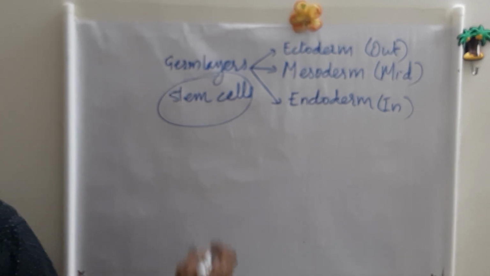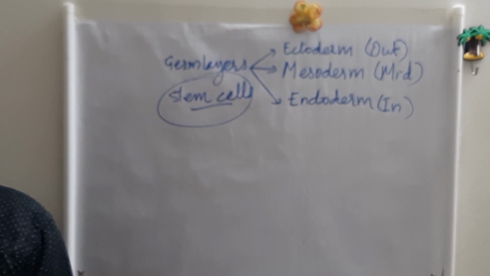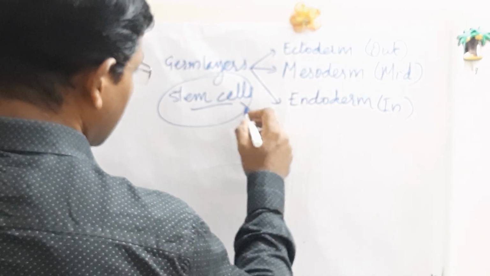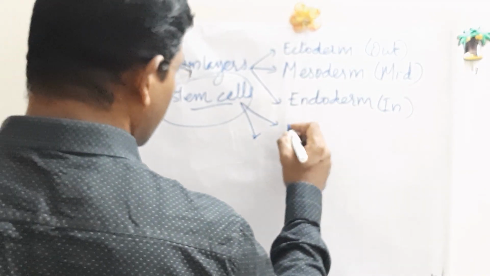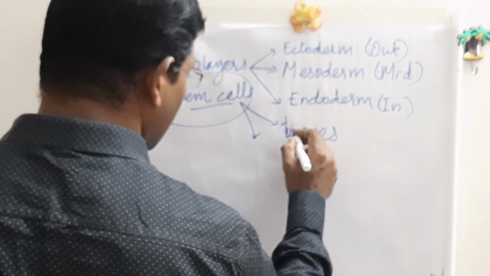Innermost cells contain stem cells, and they have the potency to become tissues and organs. So they will become some tissues and organs.